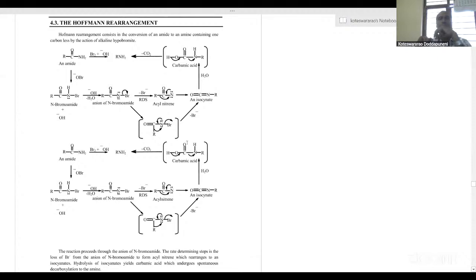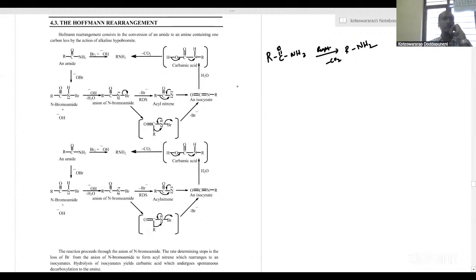Then first we come to the Hoffmann rearrangement reaction. The Hoffmann rearrangement consists in the conversion of an amide to an amine. Suppose this one is the amide, which is subjected to the reaction with a reagent. Later we will discuss what the reagent is. It releases carbon dioxide, then it leads to formation of the amine. This rearrangement is called the Hoffmann rearrangement reaction.